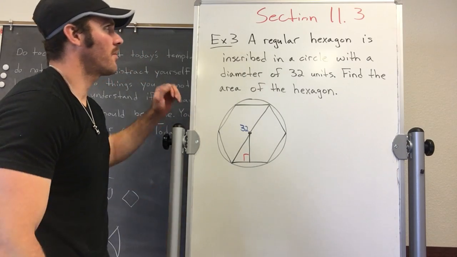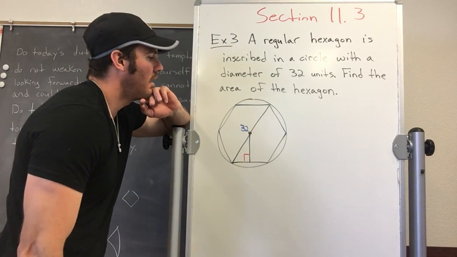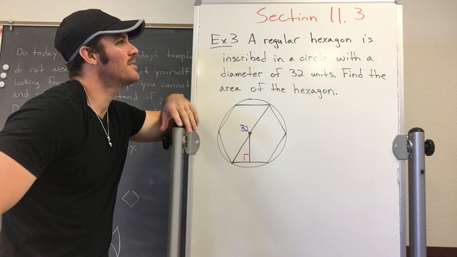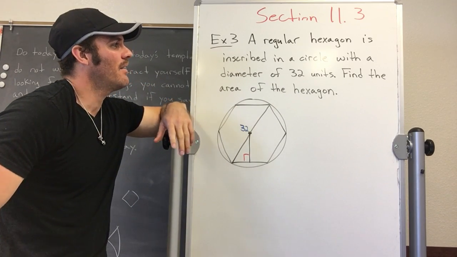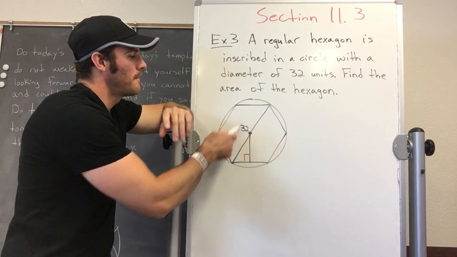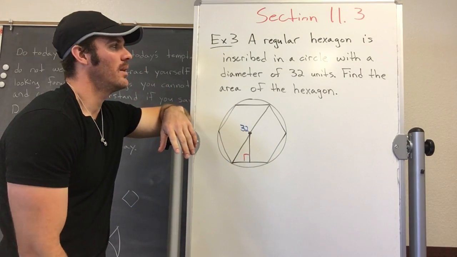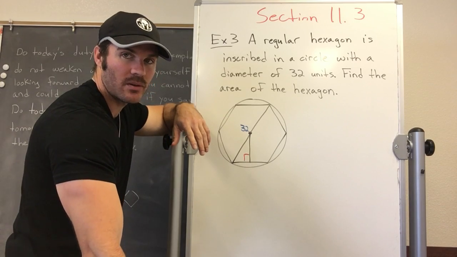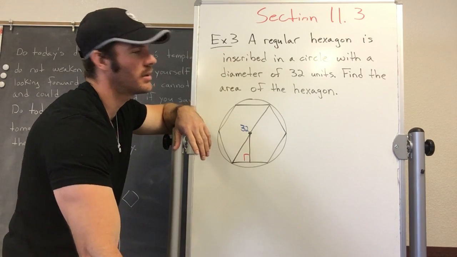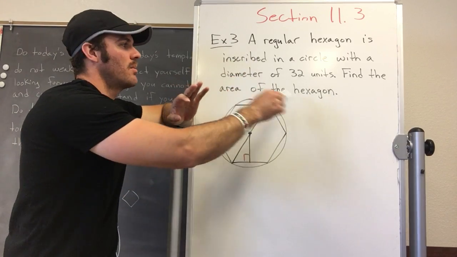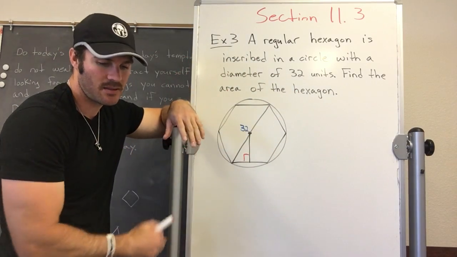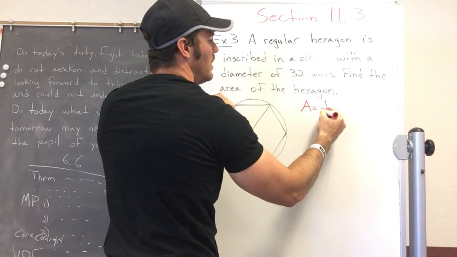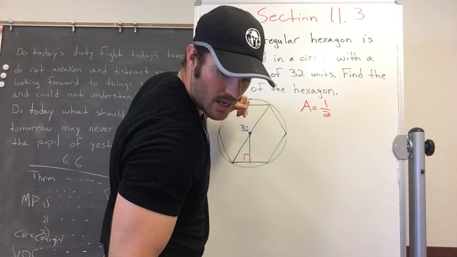All right, example 3, section 11.3 can be very, very interesting. They want us to find the area of this whole hexagon. Now, we were given in our core concept a formula, area of a regular polygon. Polygon, any shape, so many sides, any sizes. So this is a hexagon, 6 sides. That formula is area equals 1/2 times AP.